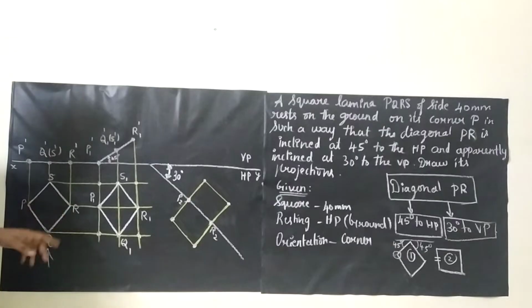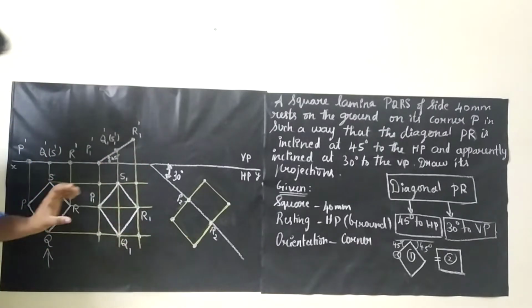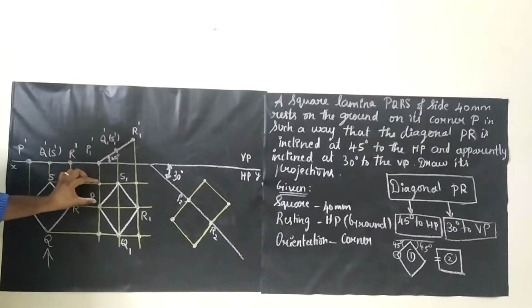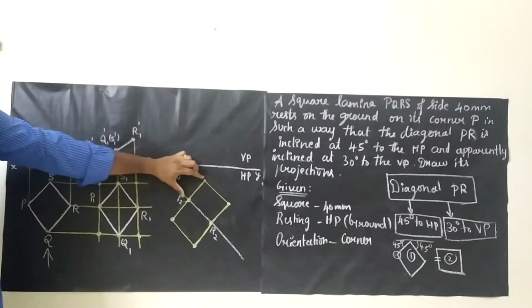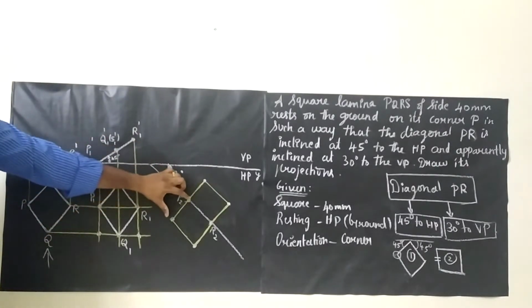Naming, we have to differentiate. If it's P1, you have to write P2. If it's R1, you have to write R2. Then just see here, whatever distance we are having, for the same distance for 90 degrees we have to draw this line.